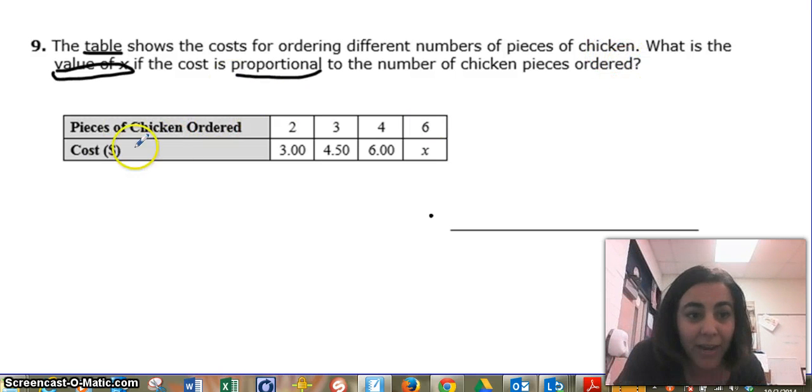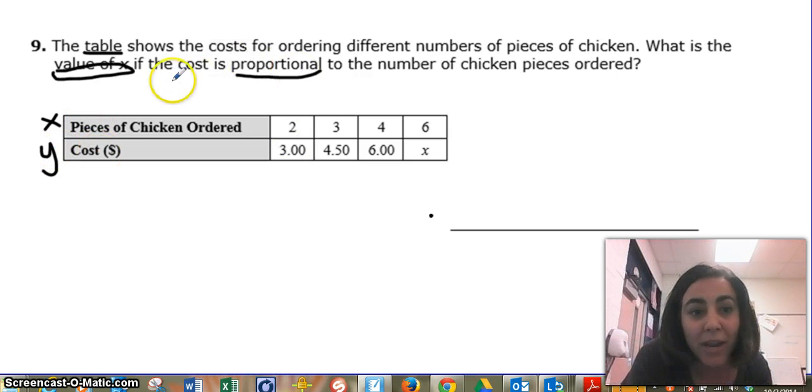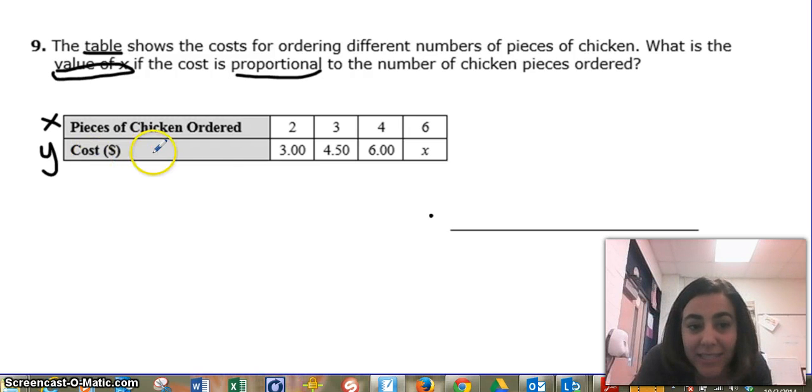Okay, so I'm looking at my table and I have to kind of understand some things with a table. Your table goes with an X input on the top and a Y output on the bottom. So every time your table is written horizontally, it will always go in X, Y order, okay? Input, output. Then I notice here that cost is proportional to pieces of chicken. What that means is if cost is proportional to the pieces of chicken, it simply means you are allowed to make a Y to X ratio. It does exist if it's proportional.